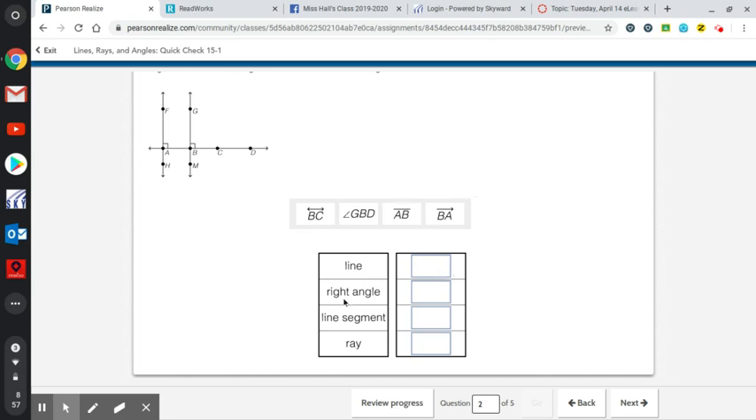So here's a right angle. So here's the only angle, but let's check. GBD goes G down to B and over to D, makes a perfect right angle. So you're going to drag this angle GBD down to the right angle. So now we're going to look for which is a line segment, right? Just a part of a line. So is it this one or this one?